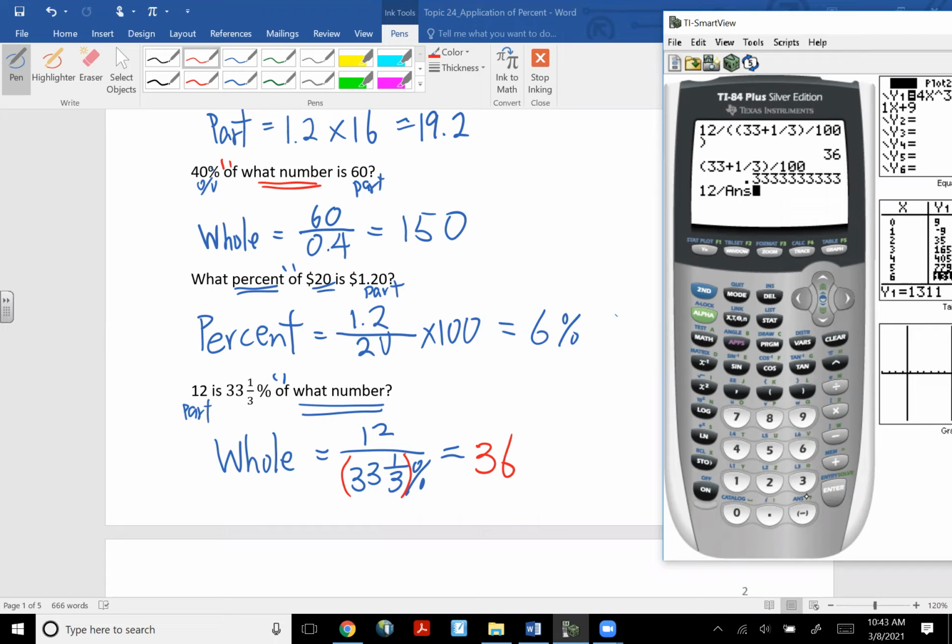That's not going to be right. I got to have all those repeating threes from the calculator in order to come up with the right answer. That's why I use second ANS. So then I get 36. Same answer, just different way to key it in.